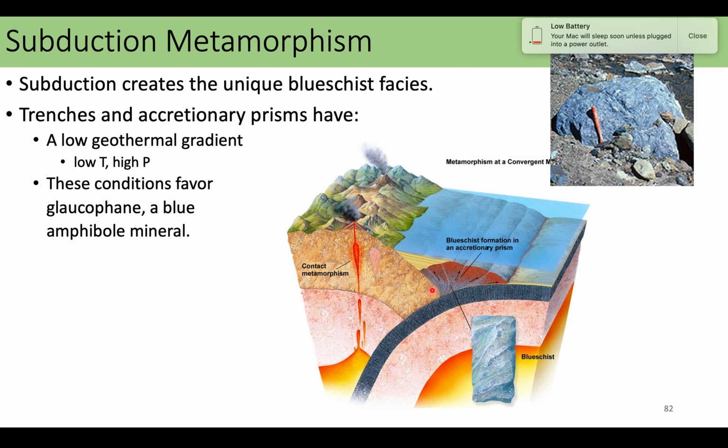So we can often create a very specific type of metamorphic rock that is called blue schist. So blue schist generally forms when we have incredibly high pressures and not quite as high of temperatures.